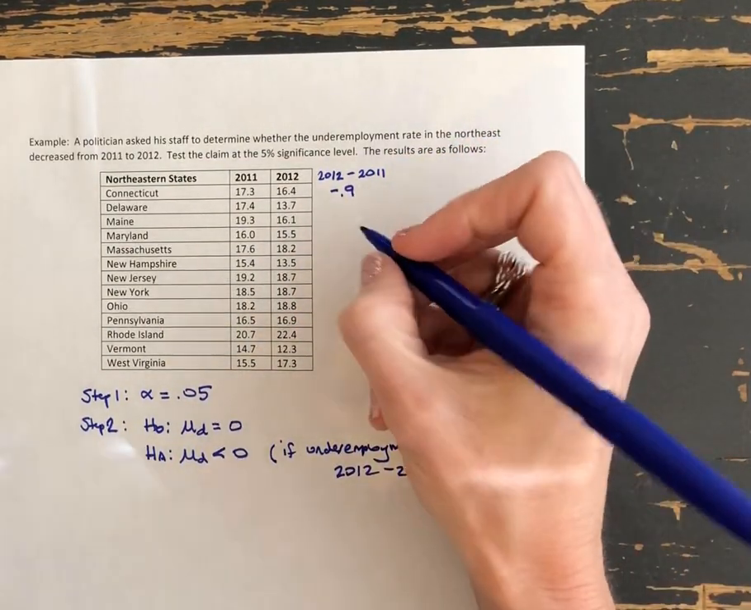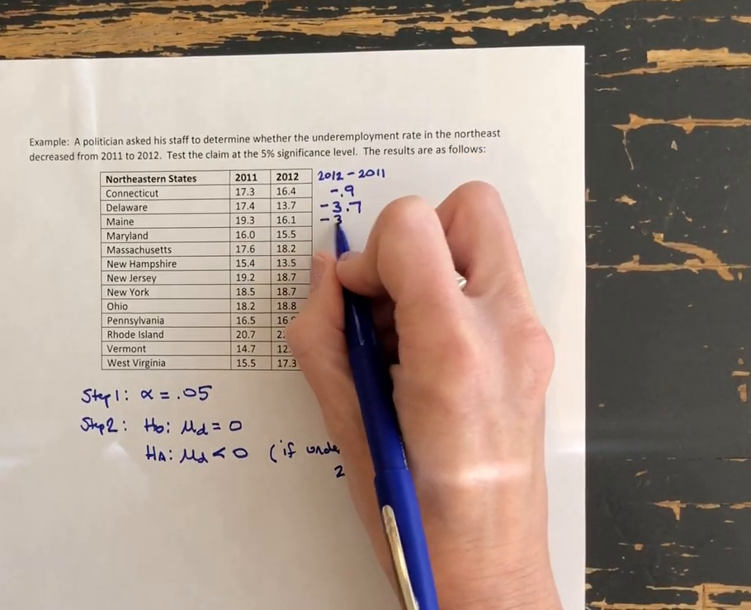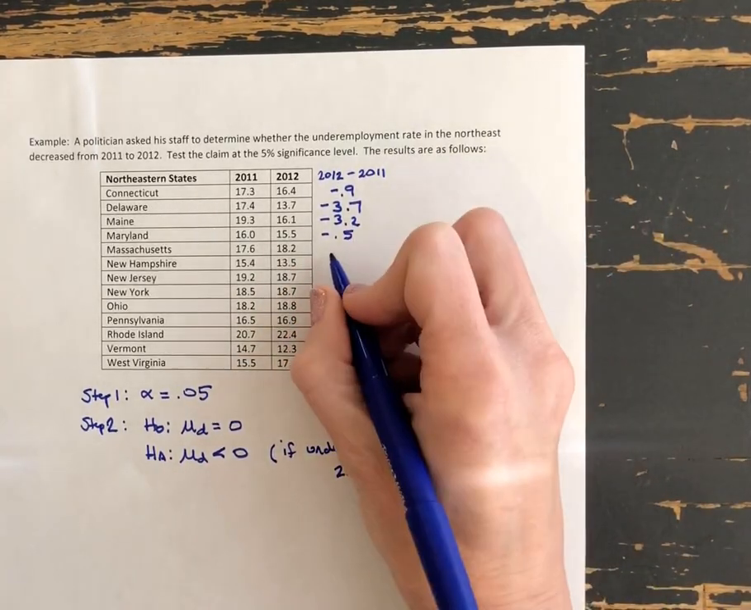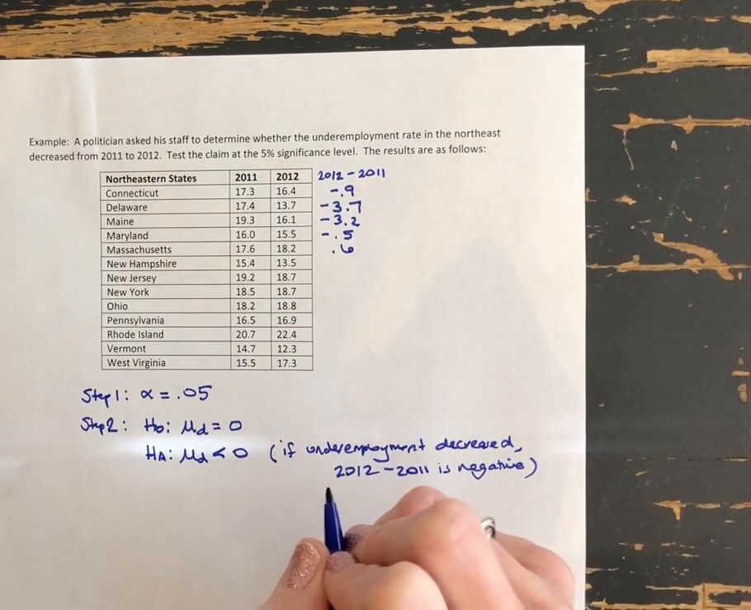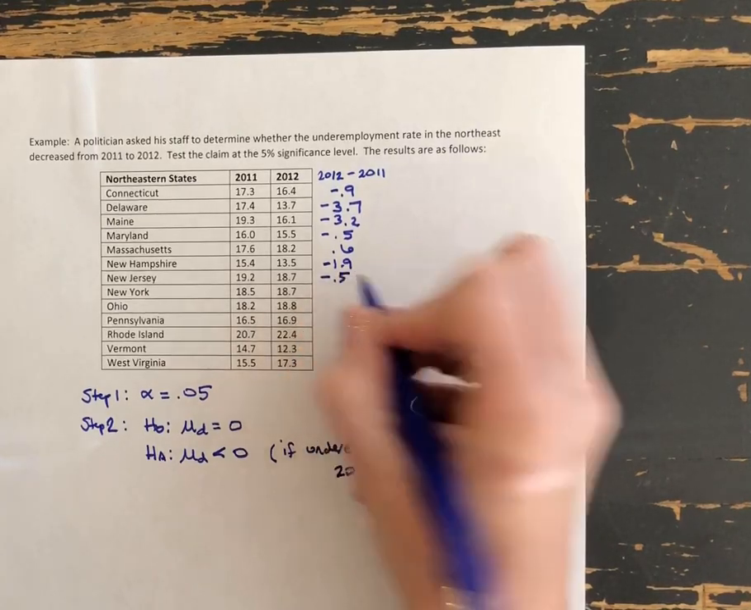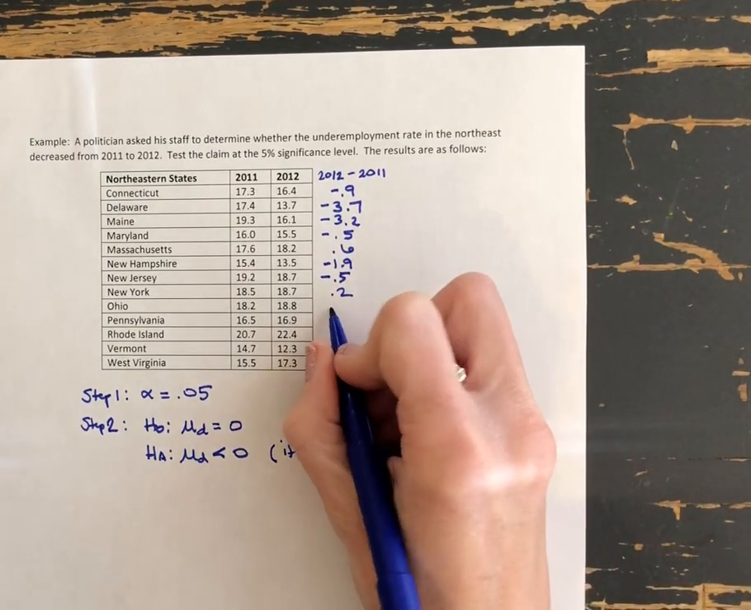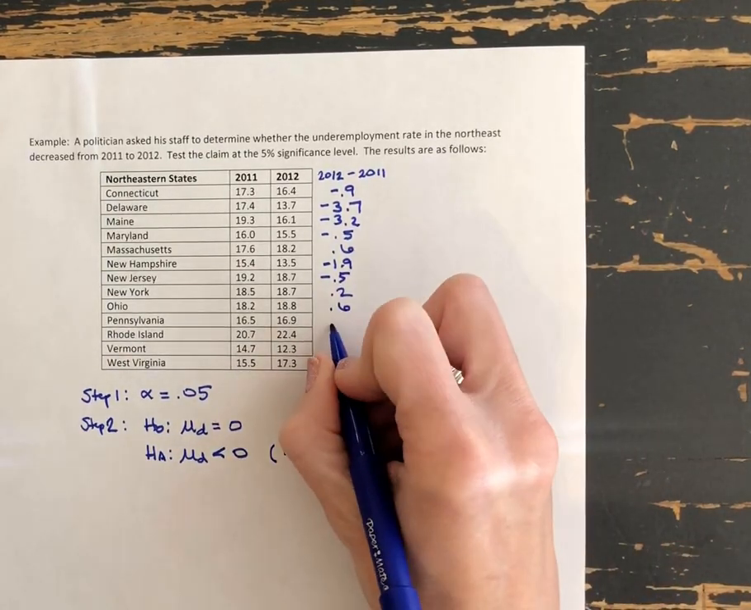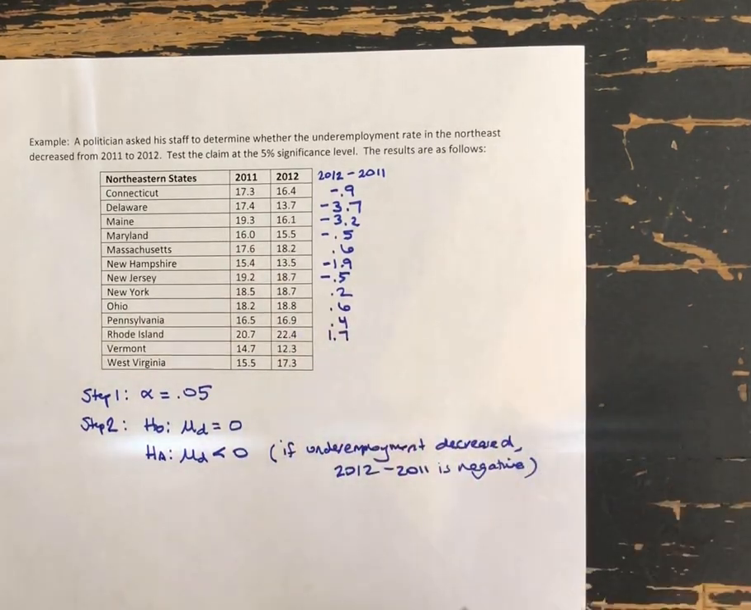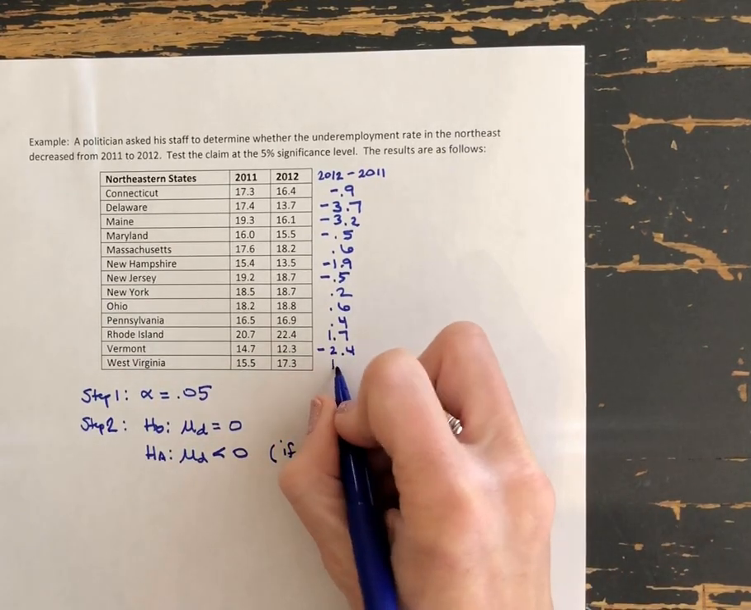So we have negative 0.9, negative 3.7, negative 3.2, negative 0.5, positive 0.6, so that one actually went up, negative 1.9, negative 0.5, positive 0.2, positive 0.6, positive 0.4, a positive 1.7, a negative 2.4, and a positive 1.8.